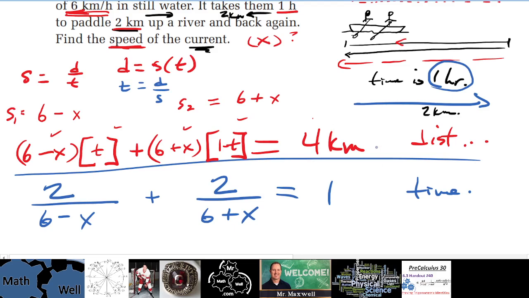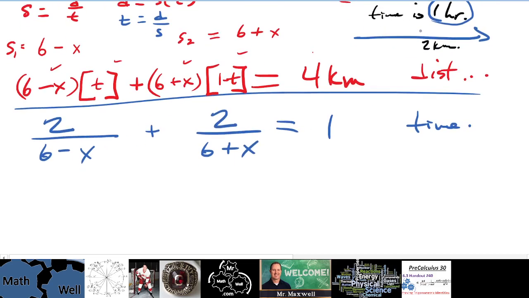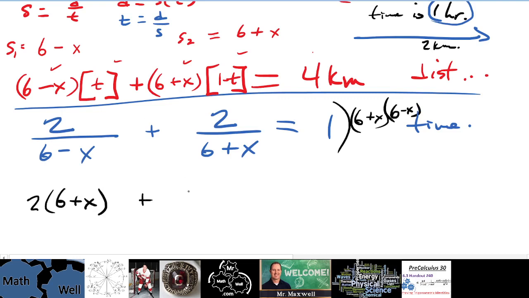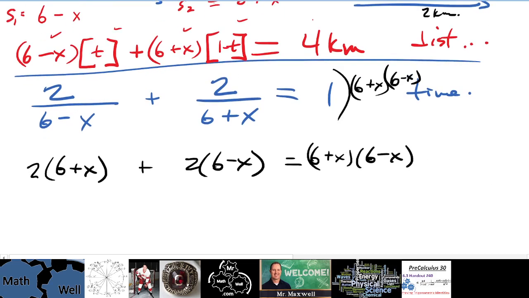Okay. All right. So yeah, I think this is the way that you want to do this then, knowing that the 2 kilometers is just one way, which was confusing to me as well. So, okay, now how do we solve for this? Well, we multiply everything by 6 plus x and 6 minus x. So that's going to give us 2 times, well, the 6 minus x's are going to go, so it's going to be 2 times 6 plus x, plus 2 times 6 minus x, equals, now this is just both of them times 1, so 6 plus x times 6 minus x. Okay, so we got one variable, we got one equation. I think we got everything straight in here now. That's great. So let's expand.